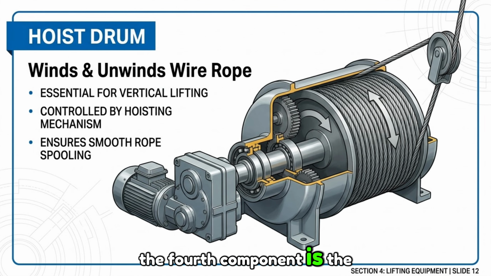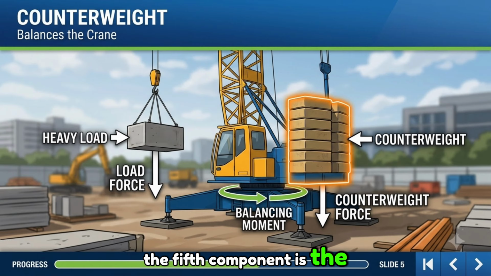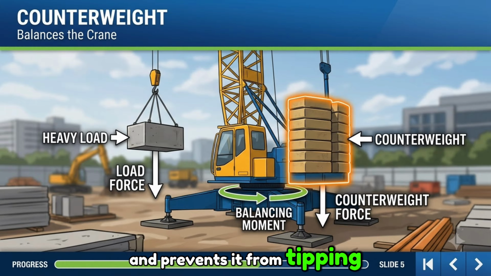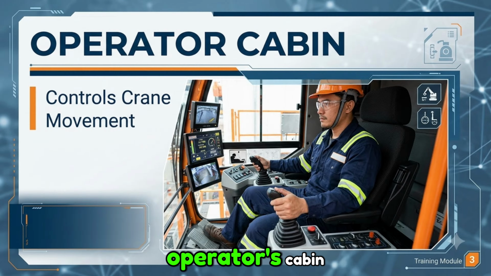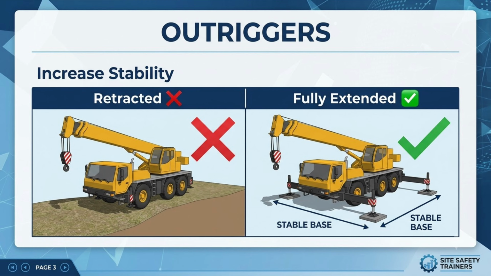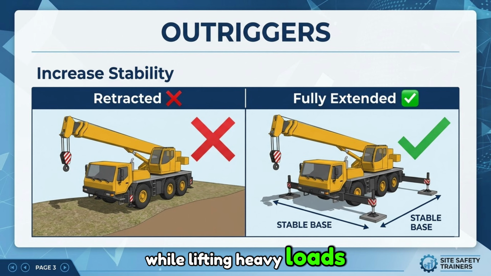The fourth component is the hoist drum. The drum winds and unwinds the wire rope during lifting operations. The fifth component is the counterweight. The counterweight balances the crane and prevents it from tipping over during lifting. The sixth component is the operator's cabin. This is where the crane operator controls all crane movement. On mobile cranes, another important component is the outriggers. Outriggers provide additional stability while lifting heavy loads.